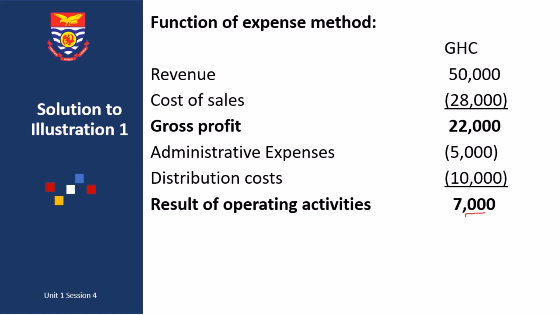So this is how we present the function of expense method. They all function as cost of sales. So everything that falls under cost of sales, we sum them up. The same applies to administrative expenses and then the distribution cost.